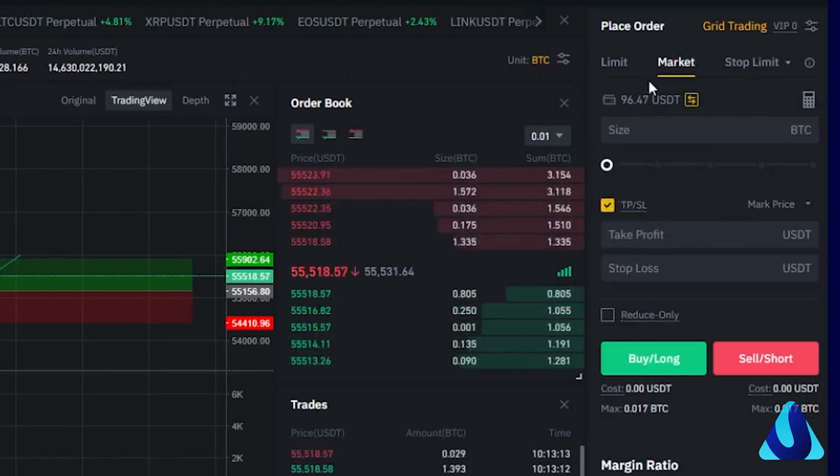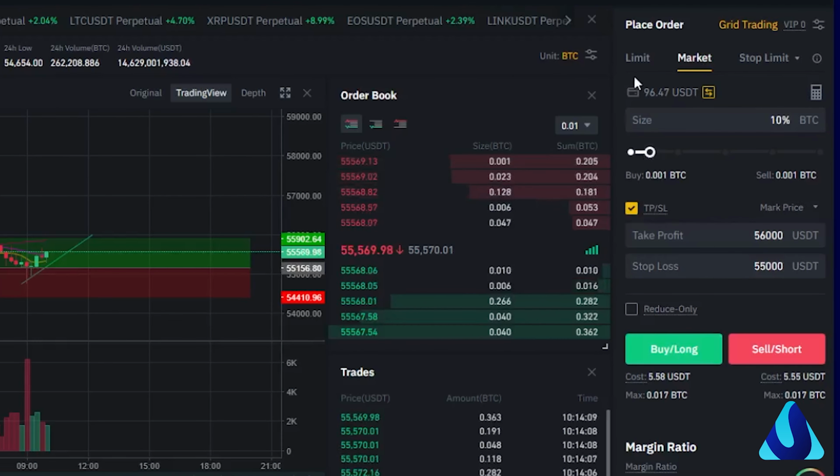So let's say for instance you receive a signal, or you want to jump straight into a trade. With the market order, it essentially will execute the order straight away at the current market price. So we'll set that 10% of my balance. As you can see here, currently everything's in place.